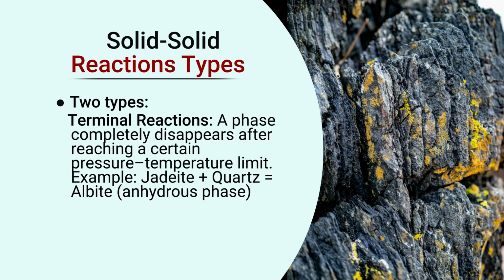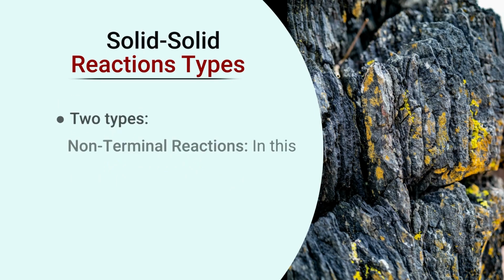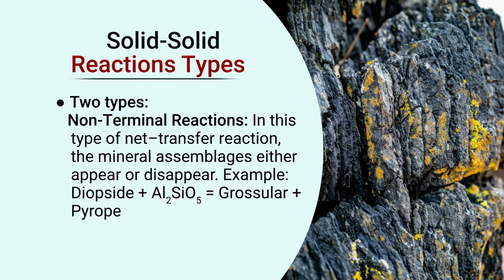Essentially, there are two types: terminal reactions, where a phase completely disappears after a certain pressure-temperature limit. For example, you can take jadeite plus quartz gives albite, which is an anhydrous phase. Non-terminal reactions: in this type of net transfer reaction, the mineral assemblage either appears or disappears. An example is diopside plus Al2SiO5 will give rise to grossular plus pyrope. See, these are examples of solid-solid reaction types.